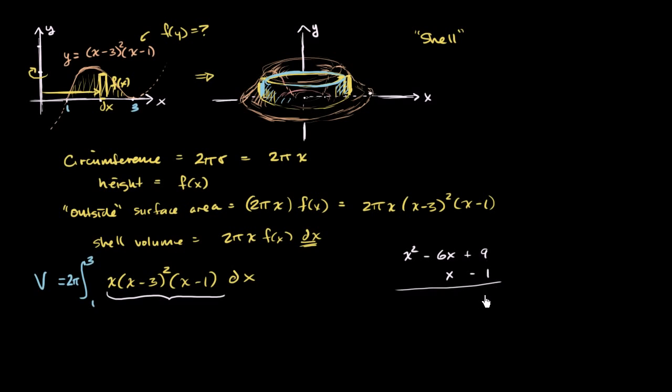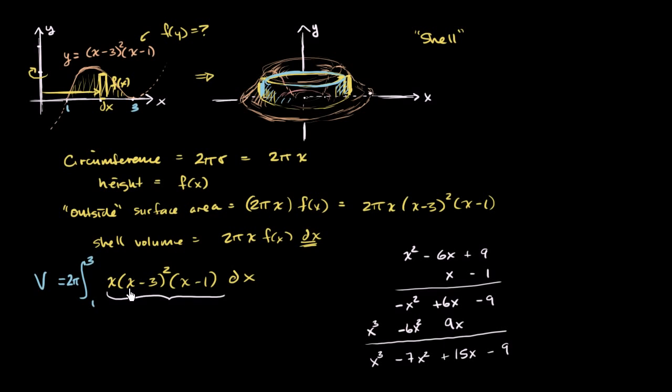So negative 1 times 9 is negative 9. Negative 1 times negative 6x is positive 6x. Negative 1 times x squared is negative x squared. Now x times 9 is 9x. X times negative 6x is negative 6x squared. And then x times x squared is x to the third. And so we get x to the third minus 7x squared plus 15x minus 9.